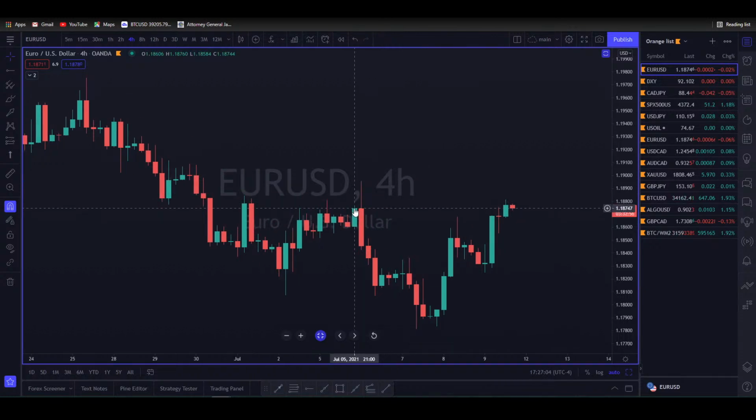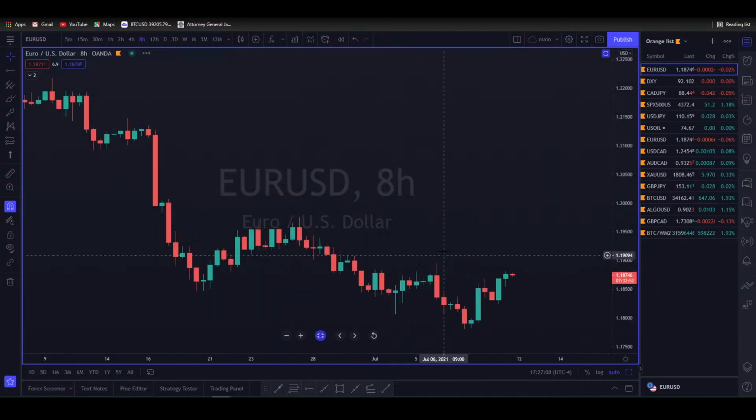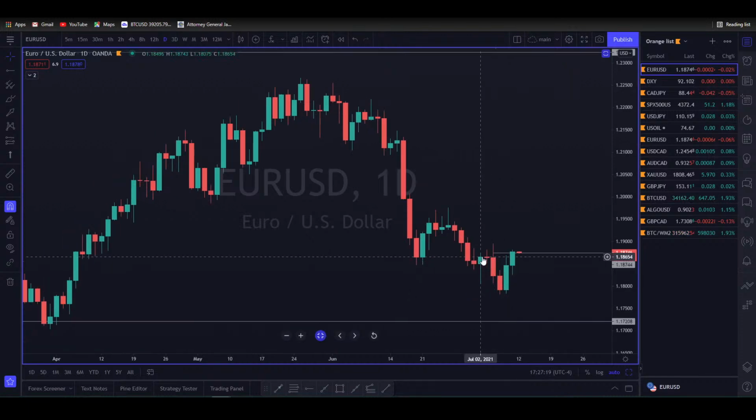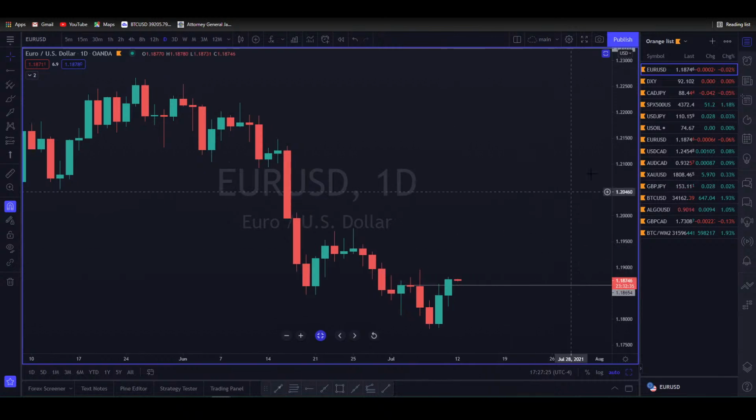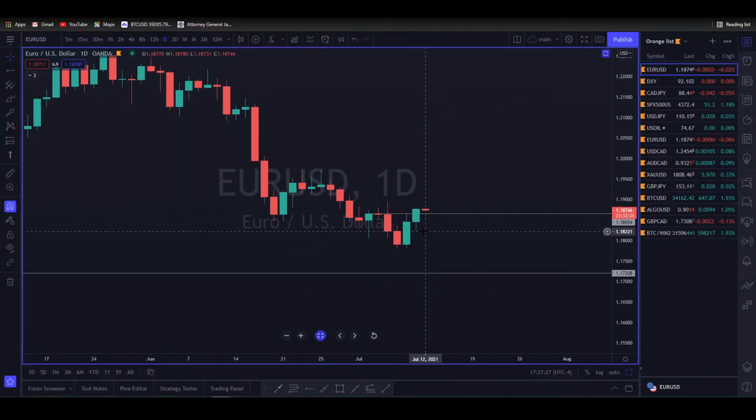Right here is 4-hour resistance. You did get a closure above it last Friday. Let's go look at 8-hour resistance. There's 8-hour resistance. You did get a close above it Friday. All right, there's 8-hour resistance. Where's daily? Daily is here. Did you get a close above daily resistance? Yes, you did. Can this be a bull trap? Yes, it can. So tomorrow's closure will let us know.